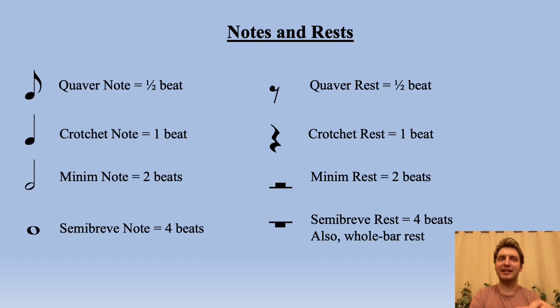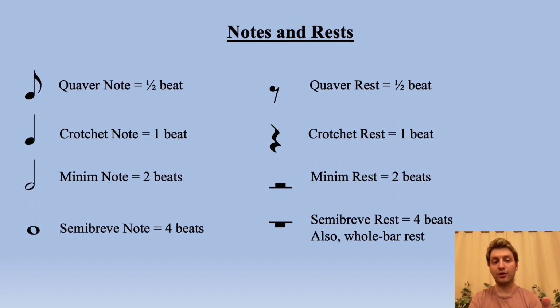Whilst notes indicate something that needs to be played with your fingers, they also have their equivalent rests, and that's where there is an indication for silence. Although in Twinkle Twinkle Little Star there were no rests, you'll see in music that there can be rests and that they can be used really effectively, and they have equivalent values to the different notes.